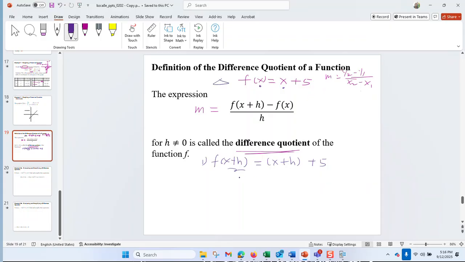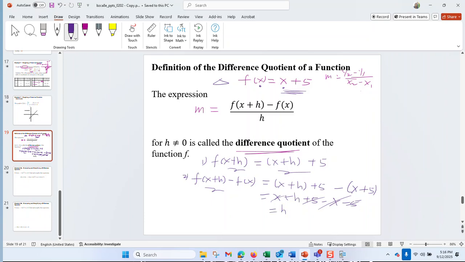My step 2, you calculate the numerator, calculate f of x plus h minus f of x, right? So this is the first one right here. This is x plus h plus 5 minus f of x. This is my f of x. So f of x is x plus 5. All right. And then we get rid of all the parentheses. This should be minus 5. This cancels out. This cancels out. So this will be equal to h.